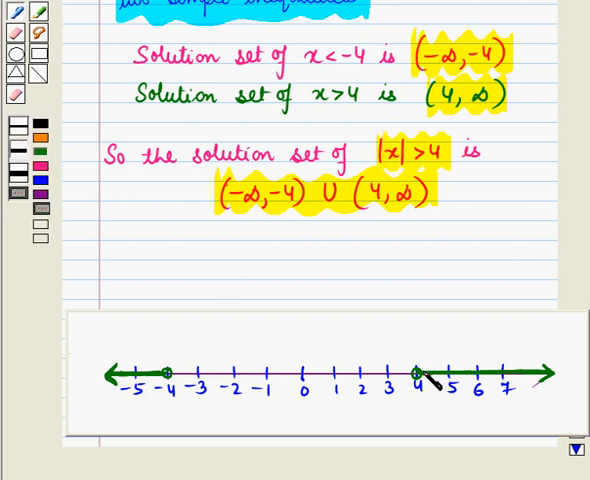Here we have shaded all the portion of the number line which is greater than 4 and which is less than minus 4, and at minus 4 and 4 we have drawn hollow circles which indicate that these points are not included in the solution set.